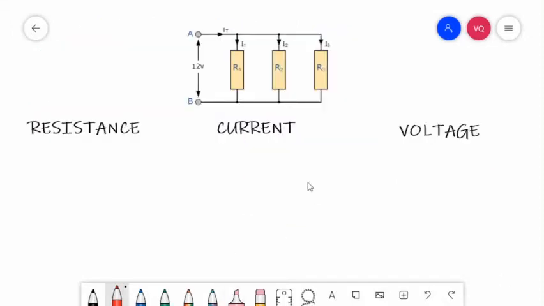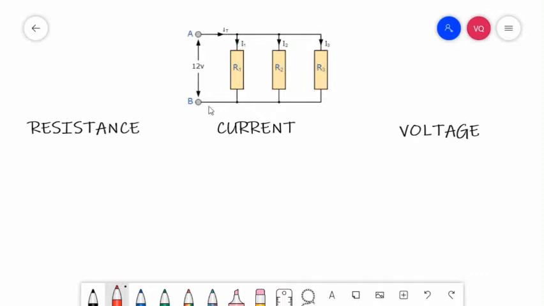We will now study the relationship of resistance, current, and voltage in a given parallel circuit. Going back to our circuit a while ago, R1, R2, and R3 are connected in parallel. And it is across a 12-volt source between point A and B. R1 has a current of I1, R2 has a current of I2, R3, I3. And this one is the total current, IT. So, IT will pass through I1, I2, and I3.